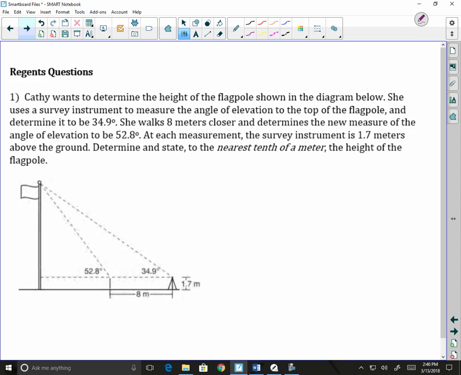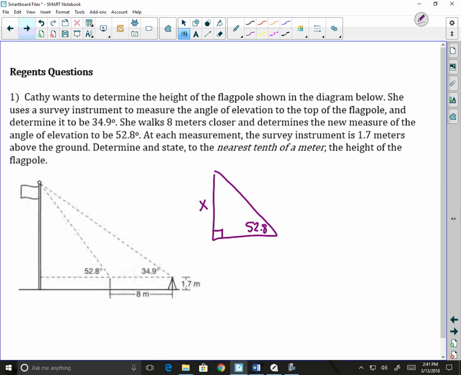So it says Kathy wants to determine the height of a flagpole in the equation below. She uses survey measurements to find all the measurements in this picture. I get that, and it doesn't really give us a lot of info. Now, we don't know anything about the right triangle other than the one angle. So I know this angle is 52.8. I want to know the height of the flagpole, so I'm going to make that x.